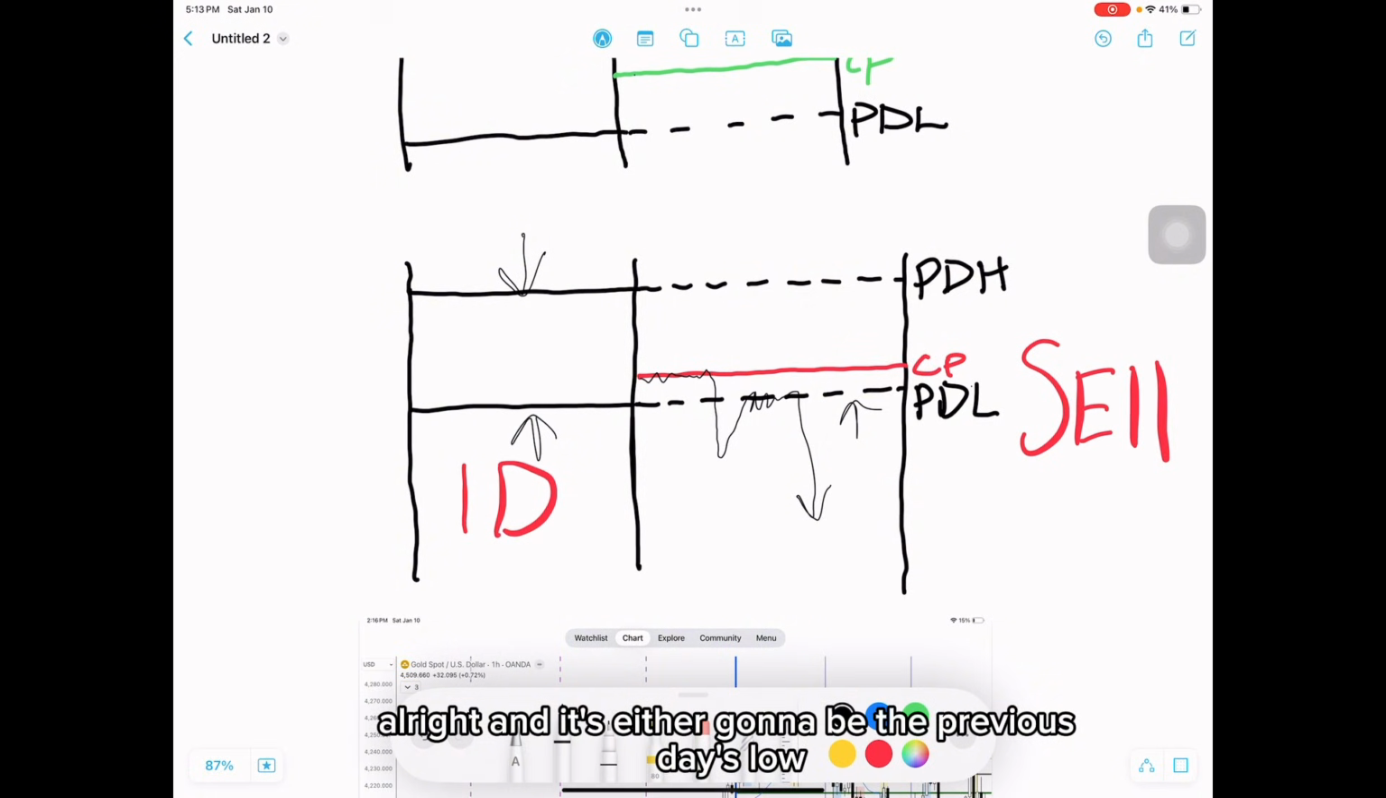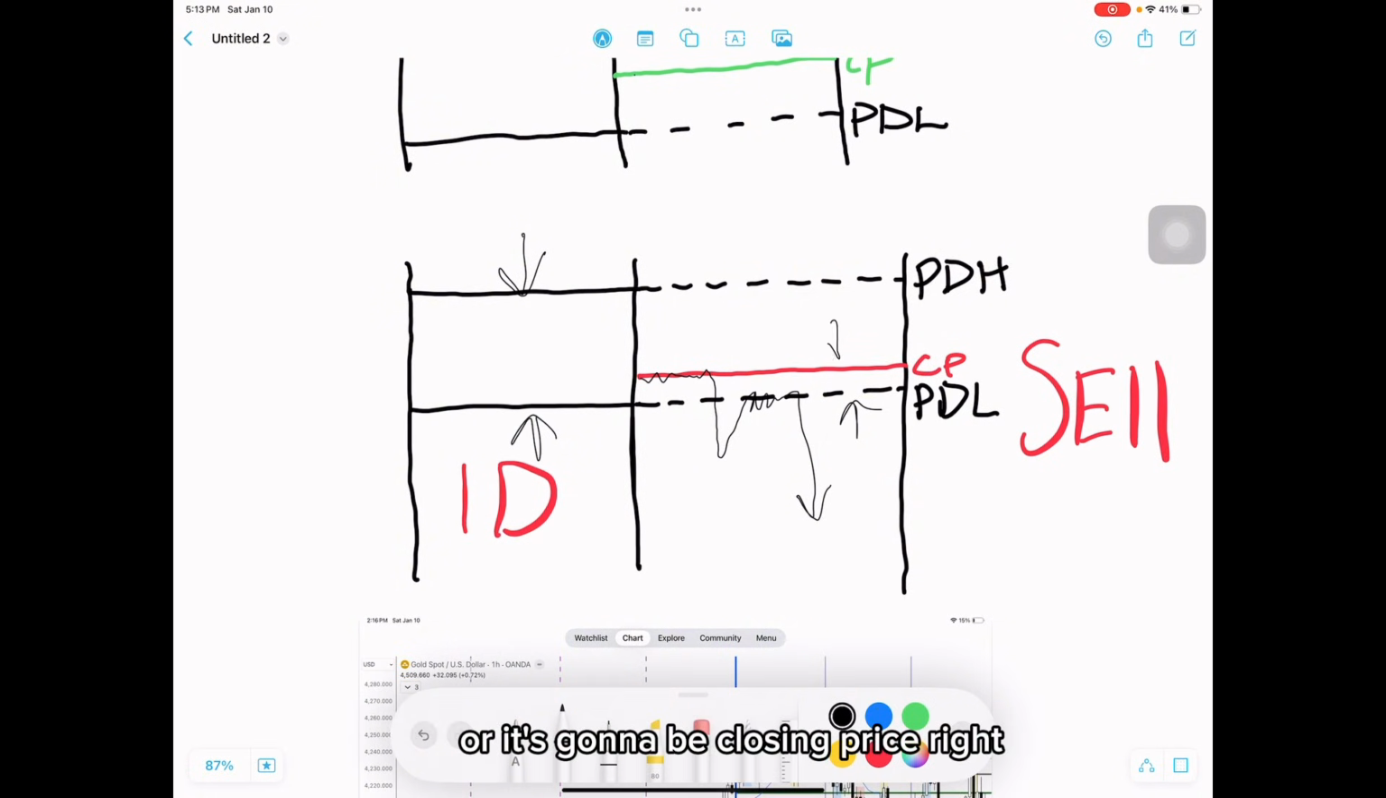And it's either going to be the previous day's low or it's going to be the closing price, right? So that's usually what I look for, guys. Just a trend trade, right? So it's literally just breakout, pullback, trend. And the coil needs to be at a level, okay? So that's what a sell setup looks like.